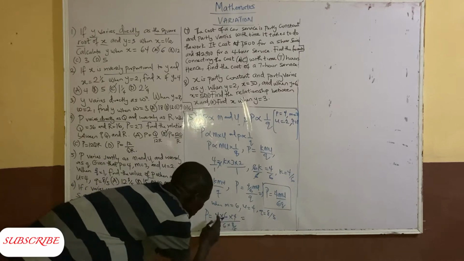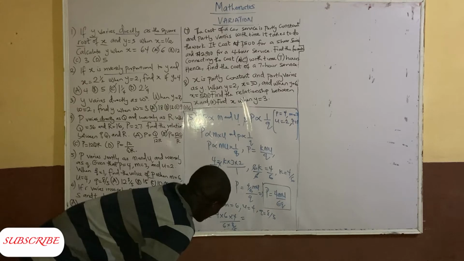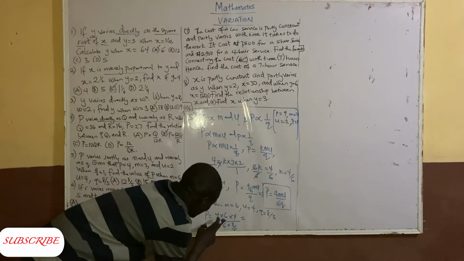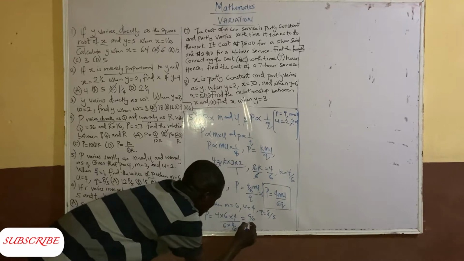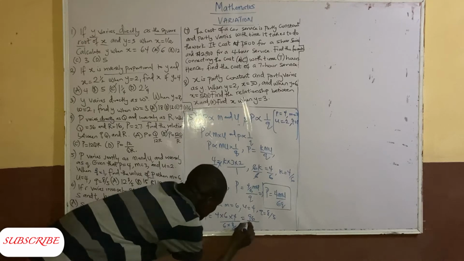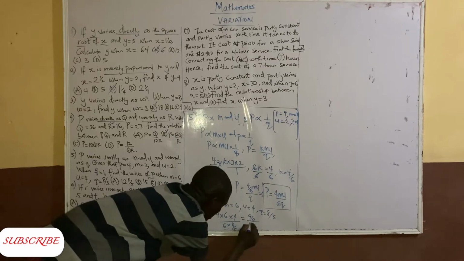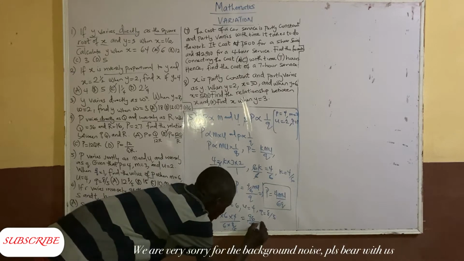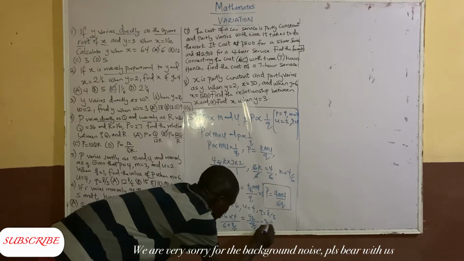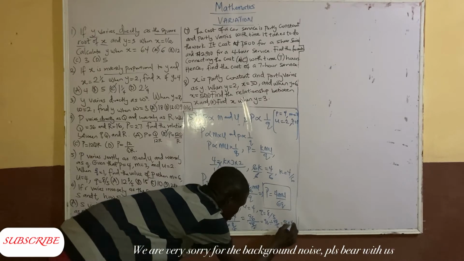So this one will be 4 times this is 24. 24 times 4 will be 96. So 96 over 6 multiplied by 8 over 5, which will give you 48 over 5. So 96 divided by 48 over 5, which is equal to 96 multiplied by 5 over 48.